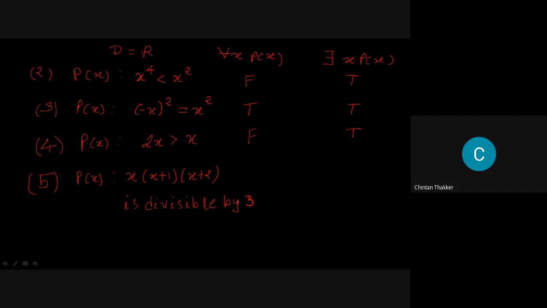Prove that if we multiply three consecutive integers, then it is divisible by 3. If you take x as an integer, then x into x plus 1 into x plus 2 is always divisible by 3. If x belongs to N, for the positive integers.